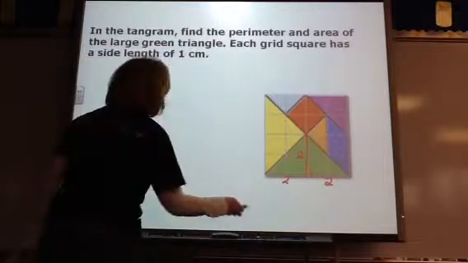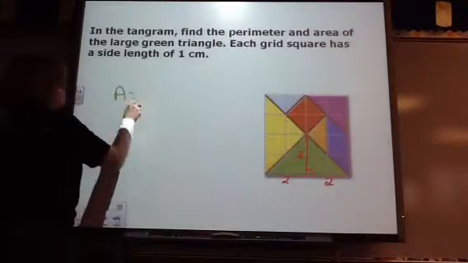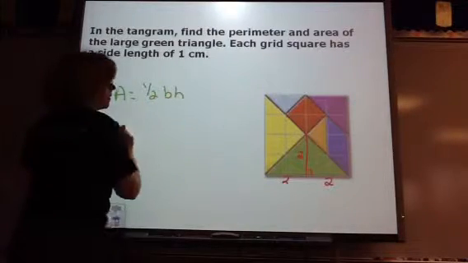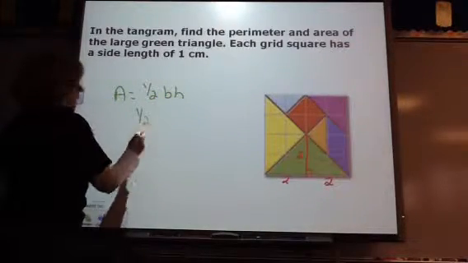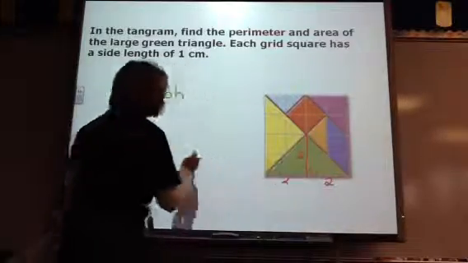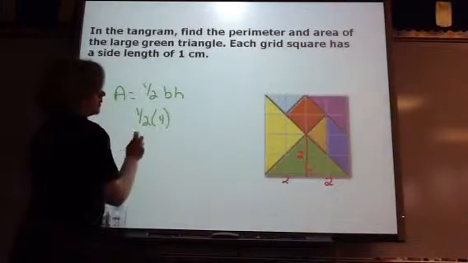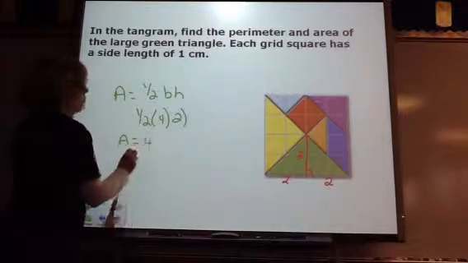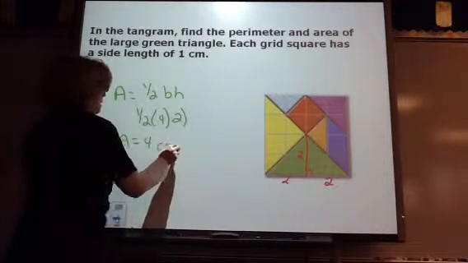Okay, for your area, that is a triangle, so it's 1/2 base times height. So let's substitute in what we have. Our base is 4 and our height is 2. So our area is 4 square centimeters.